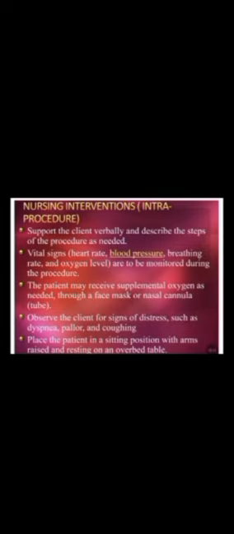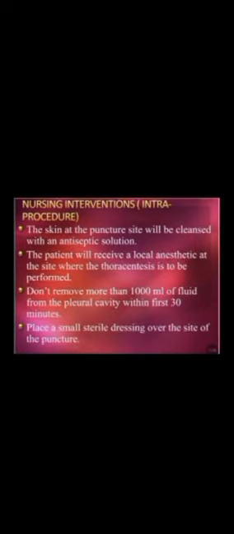Vital signs: heart rate, blood pressure, breathing rate, and oxygen level are monitored during the procedure. The patient may receive supplemental oxygen as needed through a face mask or nasal cannula tube. Observe the client for signs of distress such as dyspnea, pallor, and coughing. Place the patient in a sitting position with the arms raised and resting on the overbed table. The skin at the puncture site will be cleansed with the antiseptic solution.